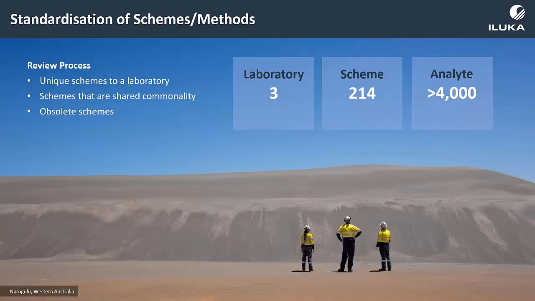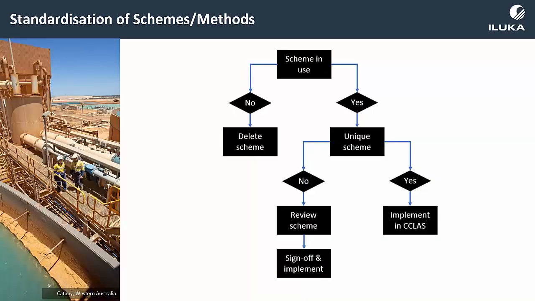So in 2016, when we looked to standardise our laboratories, we obviously had to review what we had in existence. Between our three laboratories, Southwest, Midwest and Murray Basin, we had a combined total of 214 schemes and over 4,000 unique analytes. With the help of Datamine, we went through a process to filter down what we actually wanted to include in the new centralised CCLAS.